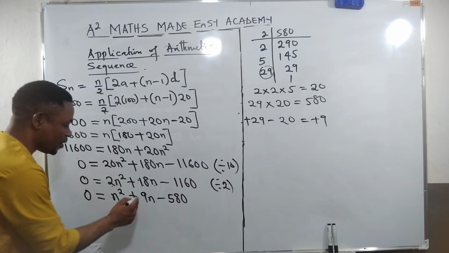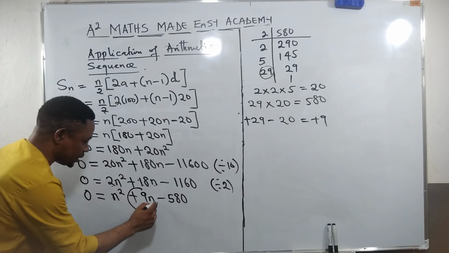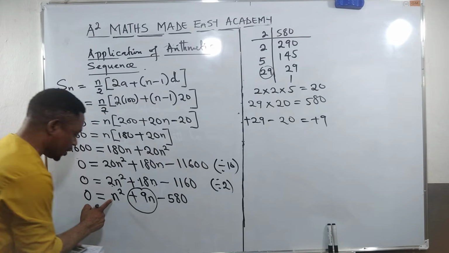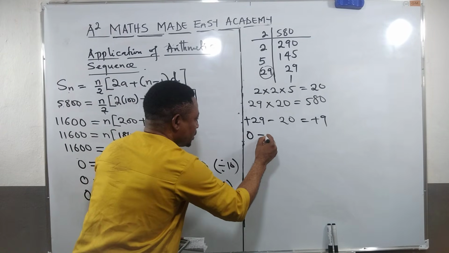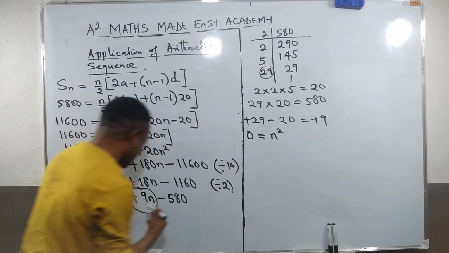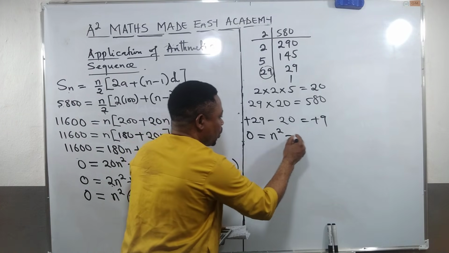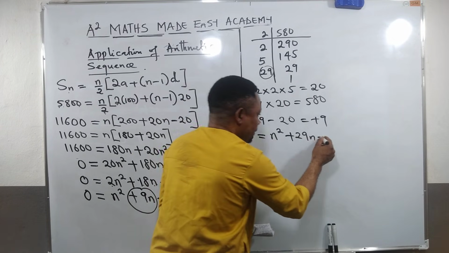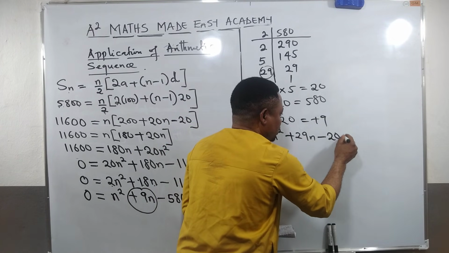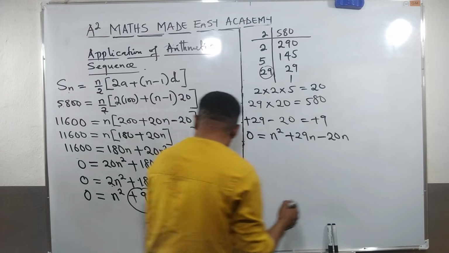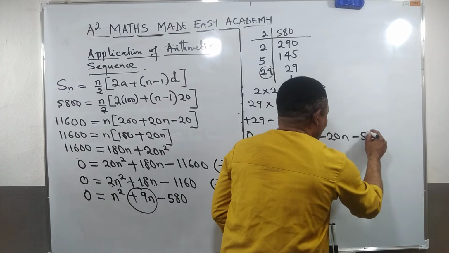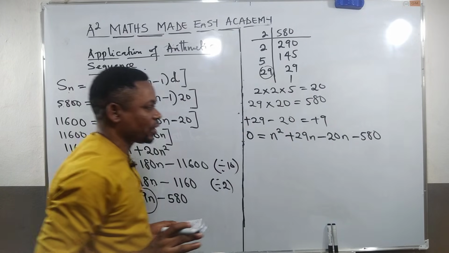Can we factorize now? Remove this gentleman. What did I say? Remove what? This gentleman, and introduce these two. Oh yeah, let's go. This is my 0, right? Then equal to n squared. I say remove it. This one now should be plus 29n. 29 what? n. Put n. Minus 20n. Are you there? Then finally minus 580. So that is how to factorize.